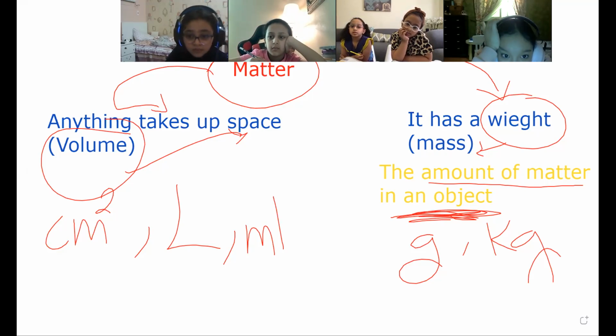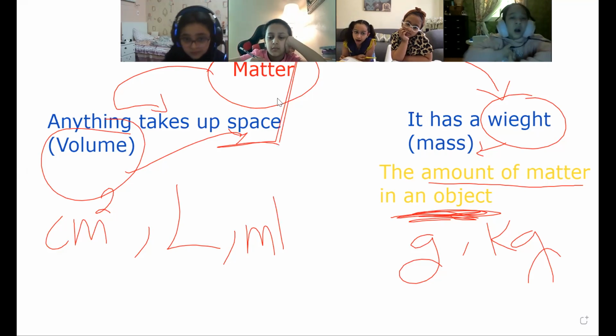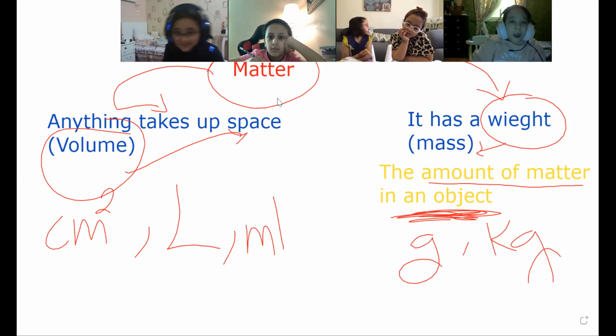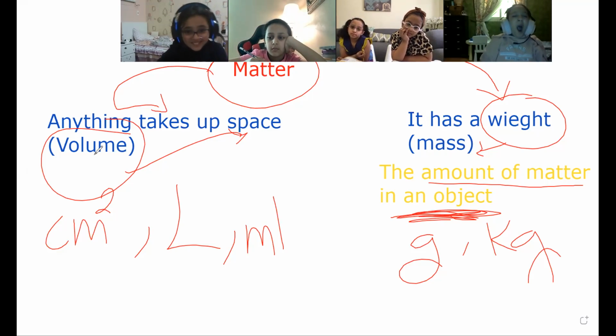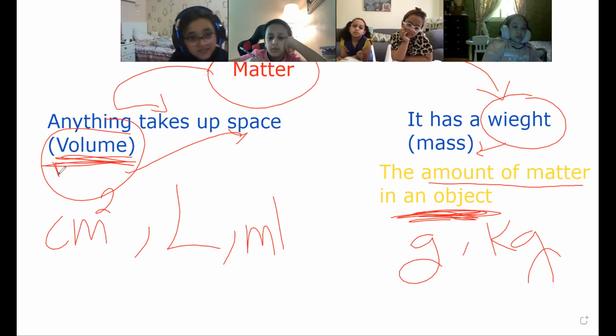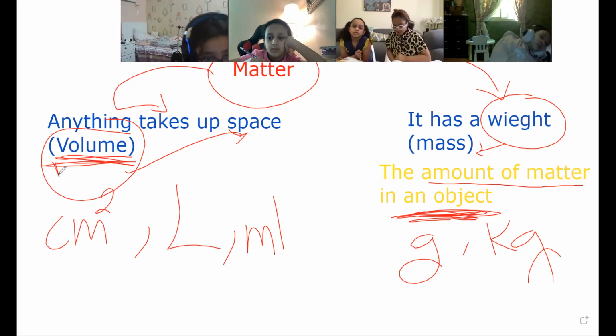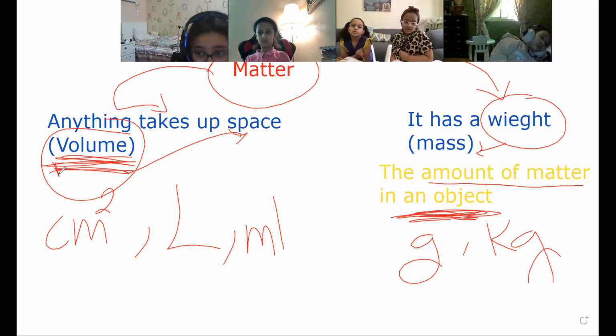The space means matter. And when we talk about how much something takes up, it is volume. Excellent. It is not mass, it is volume. Anything that takes up space, it means volume. Again, when I'm asking about the cube and how much space it will take on your table, I'm talking about mass or volume? Volume. Volume, excellent.